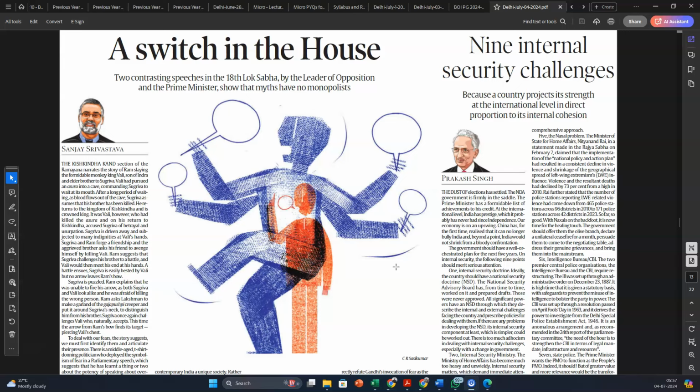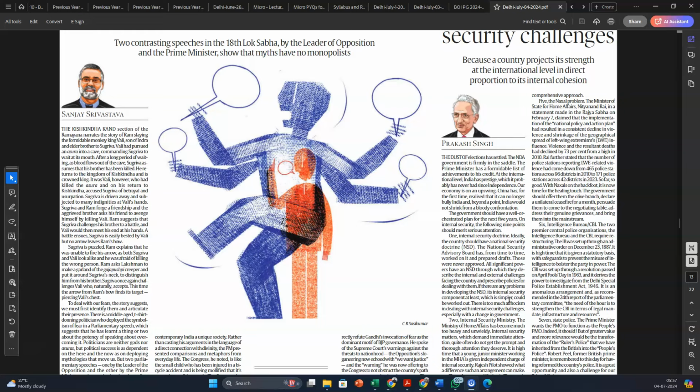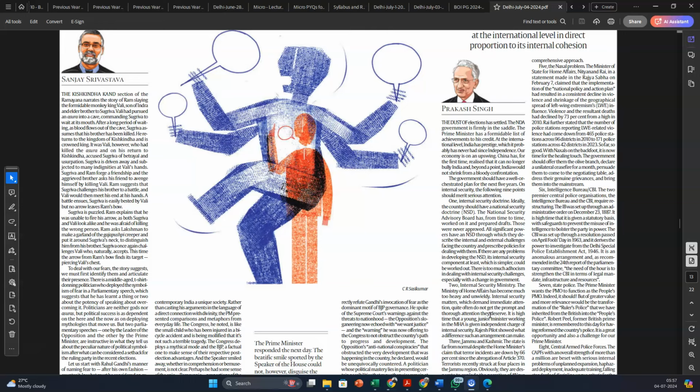Now, what he talks about is that what we need is a national security doctrine, which matches our internal and external security challenges. But if there are problems in developing an external security doctrine, at least we should have an internal security doctrine, which would basically cut down on ad hocism. Then the Ministry of Home Affairs has become extremely heavy, and we need young blood in that. For example, it gives the example of Rajesh Pilot during his time.